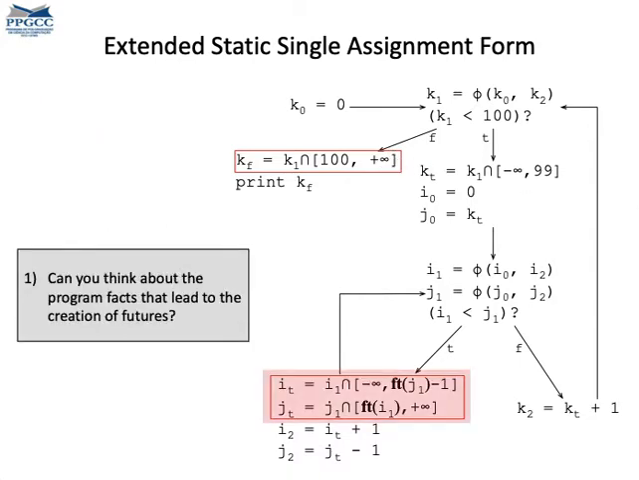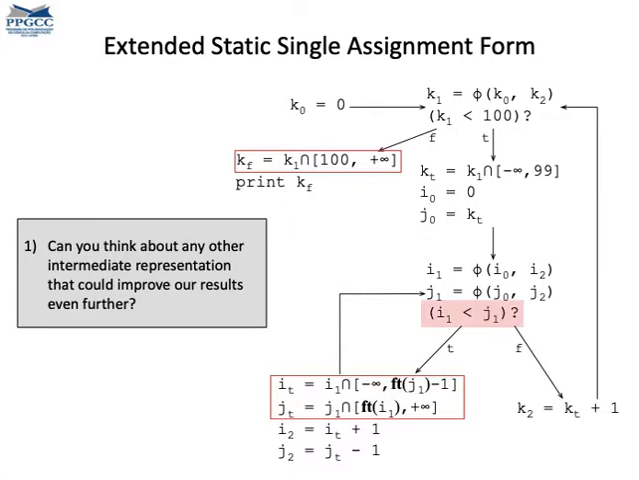Notice that some intersections use futures. In this example, we have two futures. Can you think about which program facts lead to the creation of futures? We indicate futures with this notation ft here. So here we're saying that ftj1 is a future for variable it.